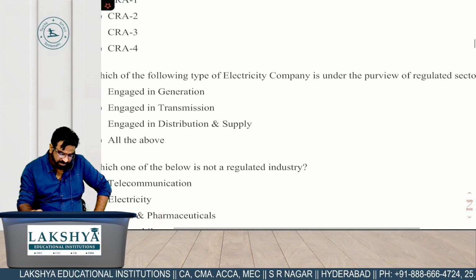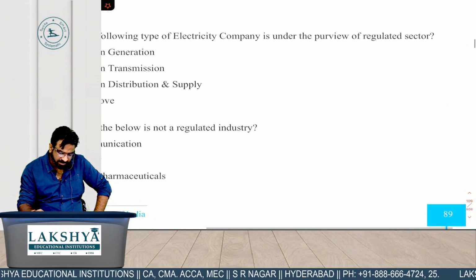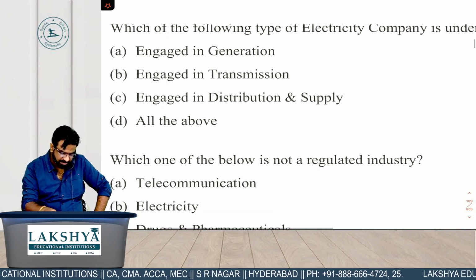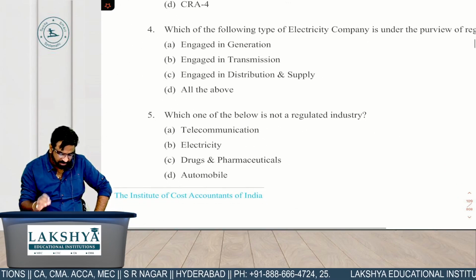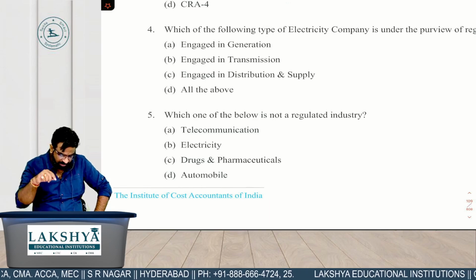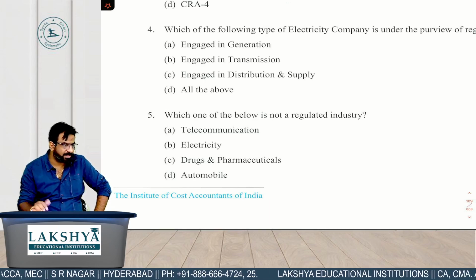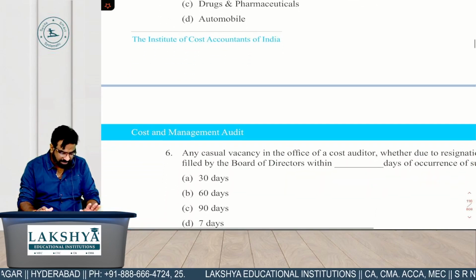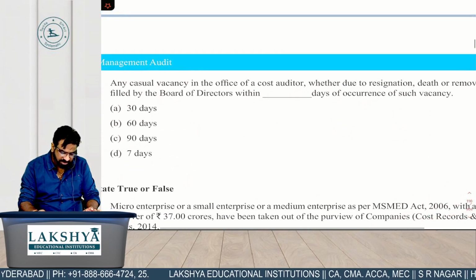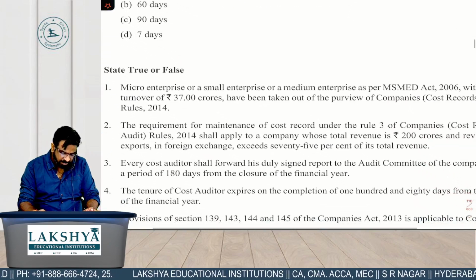Next one, in which form the cost record shall be maintained? CRA 1. Which are the following types of electricity companies under the purview of regulated sector? All above. Generation, transmission, distribution. Which one is not a regulated sector? अगर if you know regulated, automobile is not a regulated. तो वही अपना step dad and daughter. ये हमेशा याद रखना. Next one, a casual vacancy should be filed within. True and false का बताओ.